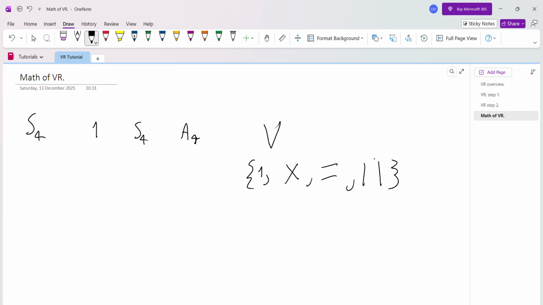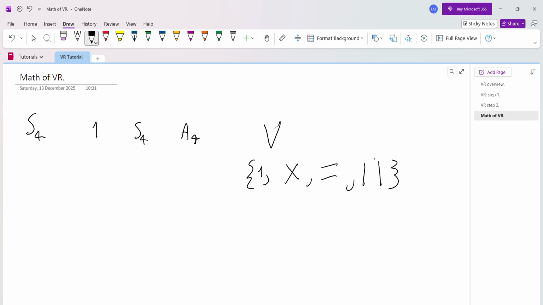All right, and so this is a normal subgroup of S4. This is a commutative subgroup, and also this is a vector space over F2 if you want, because of addition. This is quite easy to see because this is just Z2 times Z2. And these properties make VR possible.